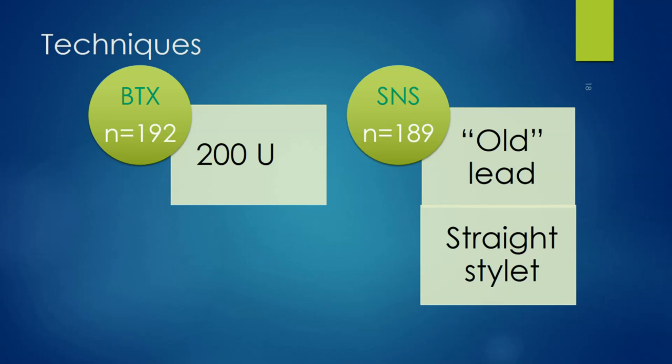The other problem with the study was that Botox was injected at 200 units instead of 100, which is the standard for idiopathic overactive bladder. And we used the old lead, getting back to that 2012-13 time when the lead changed to a curved stylet, which we're going to talk about, and they used the straight stylet. Also, practice makes, maybe not perfect, but better. These were not necessarily all equally trained or experienced implanters or injectors. So some of these things probably took the edge off that little bit of edge that Botox might have had over sacral neuromodulation.